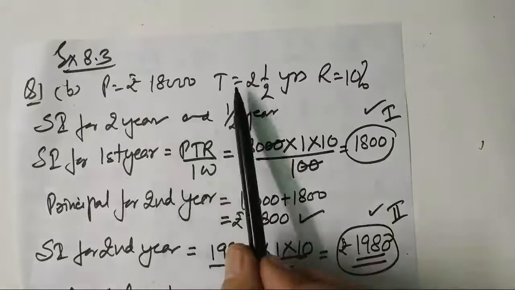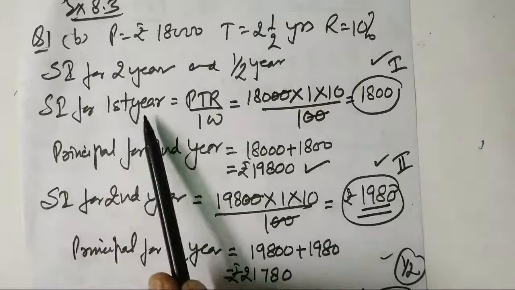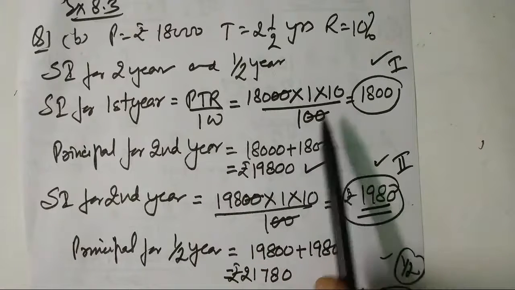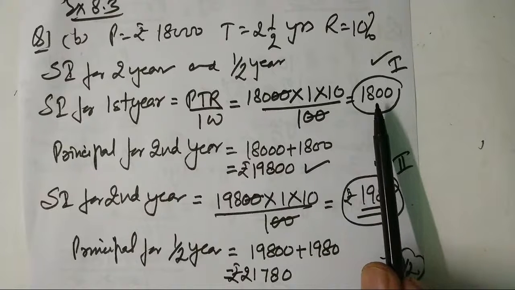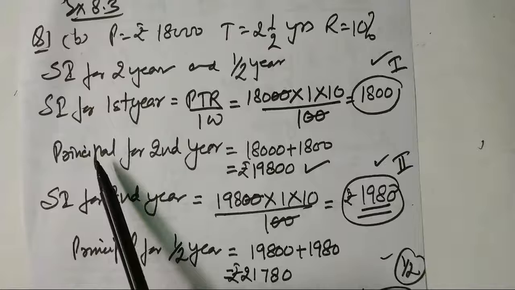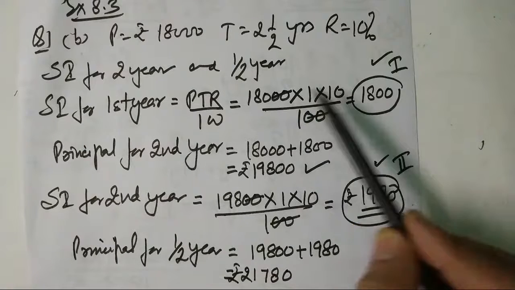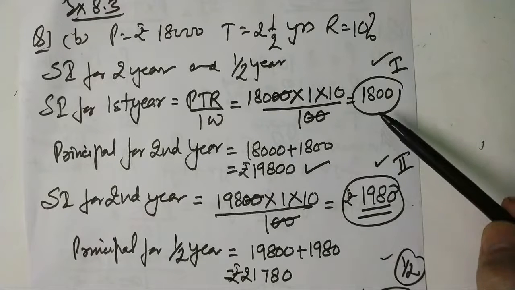Therefore, we will divide the time into two whole numbers. Simple interest for the first year is 18,000 into time into rate upon 100. Time is taken as 1 year. It will become 1800. Then this interest will be added to the principal to become the principal for the second year. So that is why compound interest becomes more.